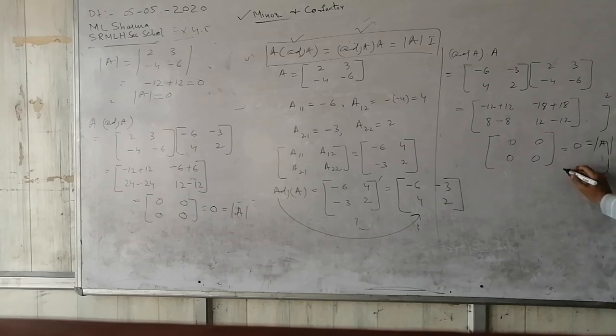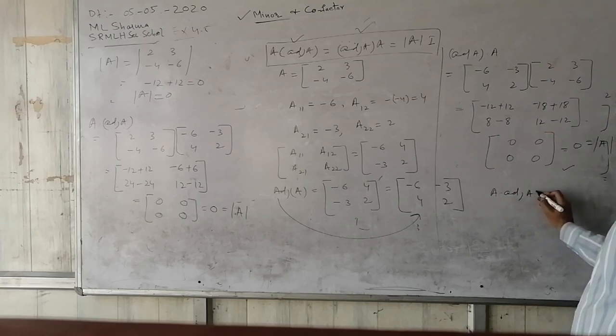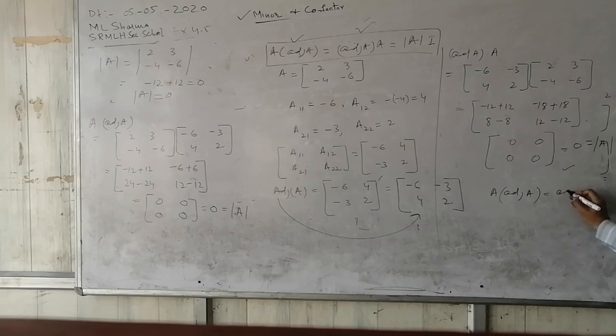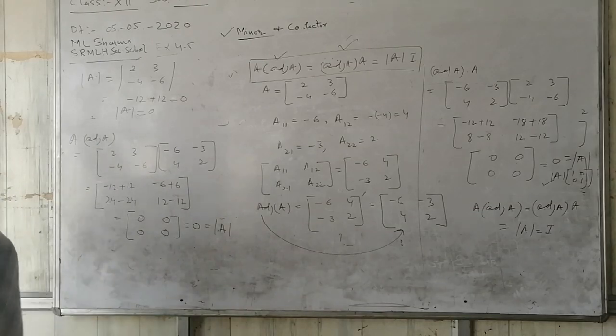So from this I can say A into adjoint A is equal to adjoint A into A, which is equal to determinant A into I, and this is the identity matrix. I can write this as determinant A into 1, 0, 0, 1. This is the identity matrix here. So in this way, this result is proved.